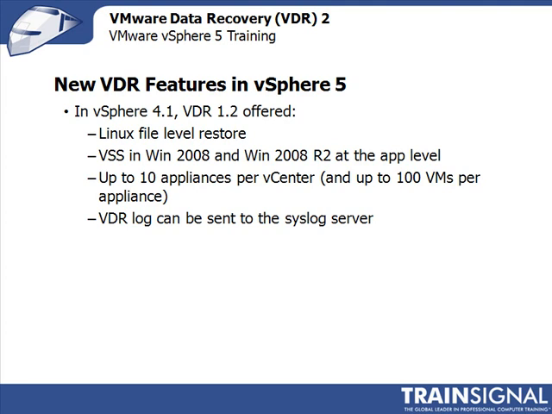But if you have more than 100, then you would use multiple VDR virtual appliances to back up those virtual machines in groups of 100. Another new feature in VDR 1.2 was that it could send its backup information to your local syslog server.